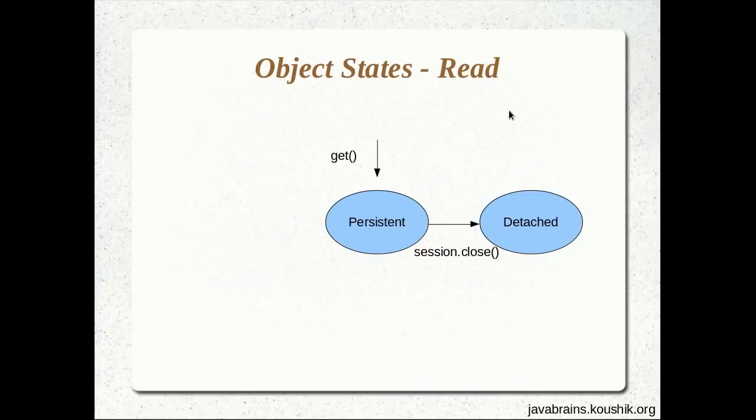Next, take a look at a read. Now, for a read, we do not do a new. We do a session.get and we get the object depending on the primary key that we pass to Hibernate. Hibernate pulls up the actual record from the database and then it gives us the object itself. Now, the object that Hibernate gives us as we do a session.get is a persistent object. So by default, the object goes into a persistent state.